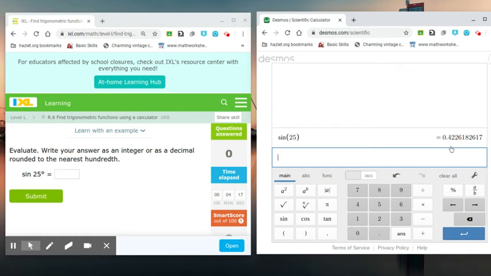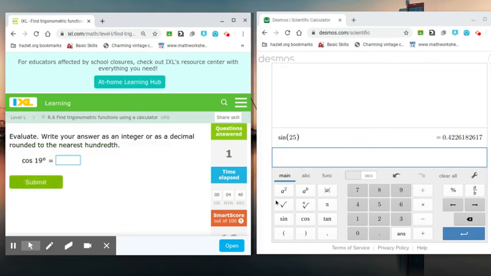Remember, when I'm looking at this, I have 0.42261. They want 2 decimal places, so they want 0.42. I'm going to look at the 2 next to it. Since it's just a 2, it's going to be 42. So you didn't have to round in that one.